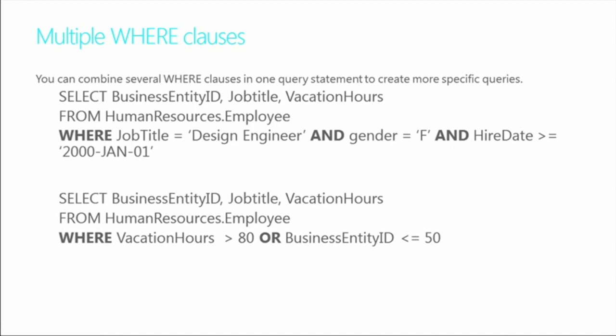So pretty much I'm going to get everybody 1 through 50. And then anybody else that has more vacation hours than 80 hours is also going to be displayed. So now I've increased the number of rows in comparison to the other one. My AND clause has to meet all 3 criteria. My OR says it's going to meet either of these criteria, and I'll get that returned to me.